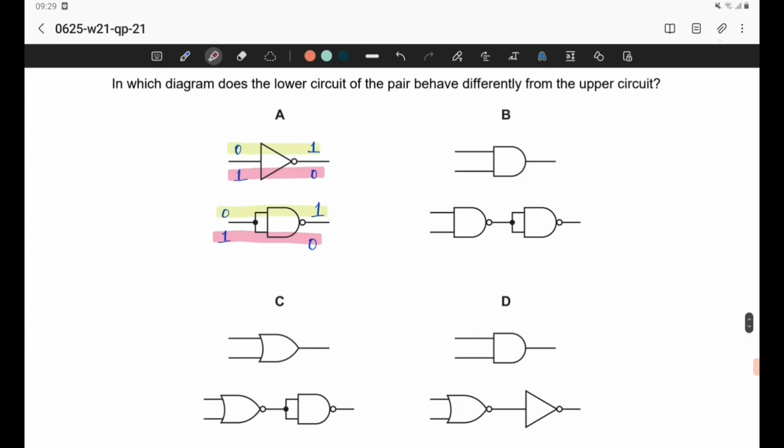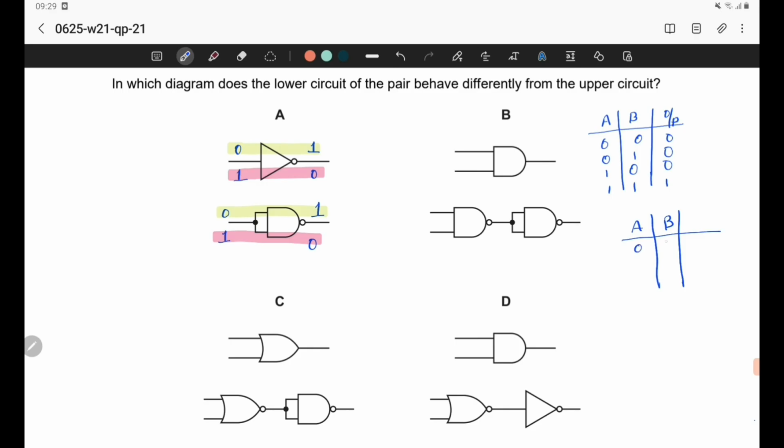Let's look at option B. The first one is an AND gate and its truth table is: if the inputs are A and B, the output for 0, 0 will be 0, for 0, 1 it will again be 0, for 1, 0 again 0, and only for 1, 1 will we get a 1. We can now see what the output will be for the second combination of logic gates.